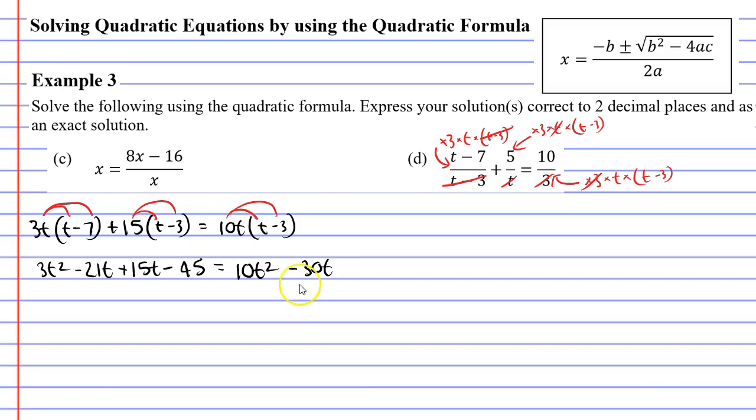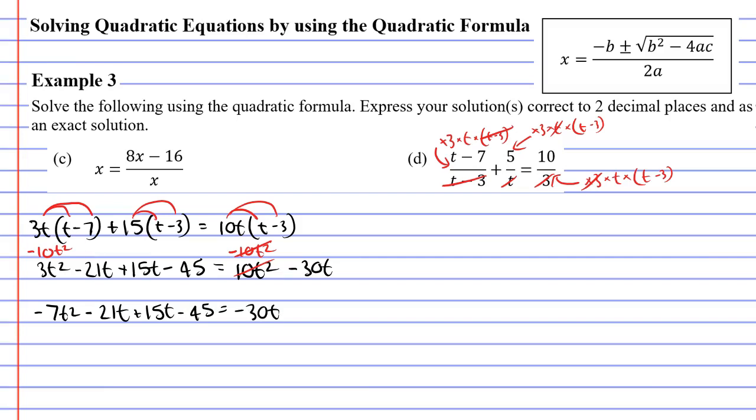We want to move everything to the left-hand side so it equals 0. We'll start by subtracting 10t squared on both sides. Minus 10t squared. That will cancel the 10t squared on the right. 3t squared minus 10t squared will give us minus 7t squared. We'll write everything else down that we didn't cancel.